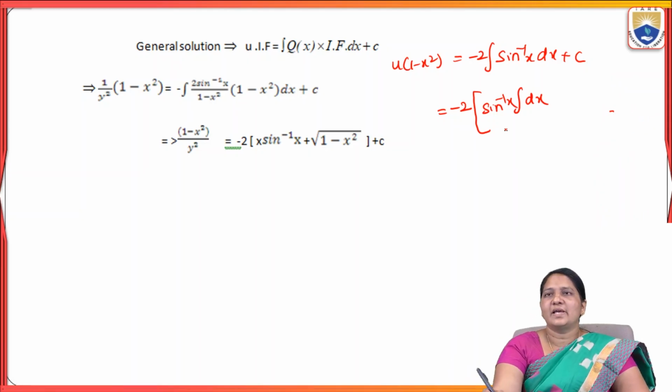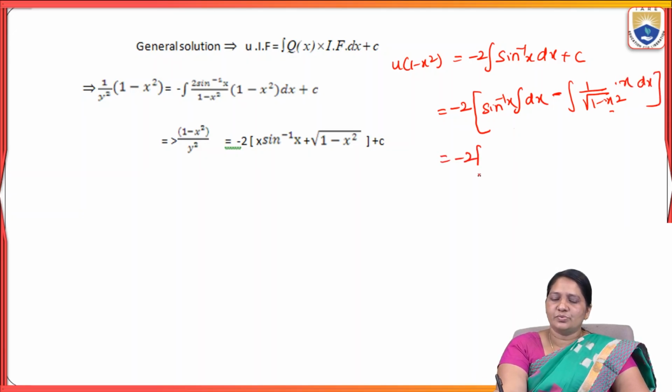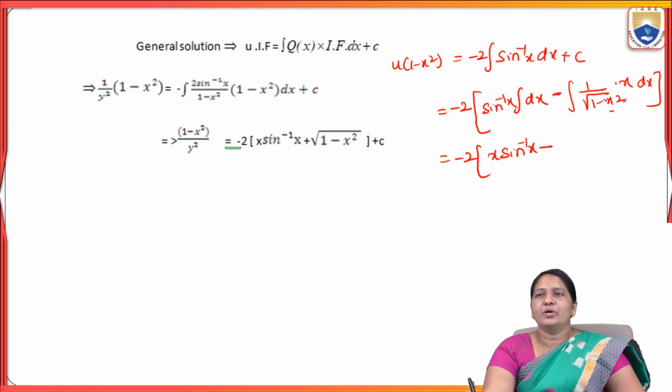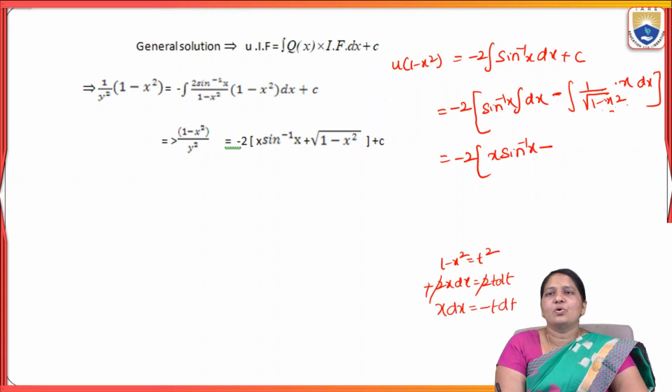Sin inverse x integral dx minus integral of sin inverse x derivative, which is 1 by square root of 1 minus x square, into the integral of dx, which is x, into dx. So finally, minus 2 into, here integral dx is x, so x sin inverse x minus integral x by square root of 1 minus x square dx. When we use the substitution method, if we take 1 minus x square equal to t square, then minus 2x dx equal to 2t dt. So 2 will be cancelled, and x dx equals minus t dt. So already t is there. In place of x dx we are writing minus t dt. So t will be cancelled.